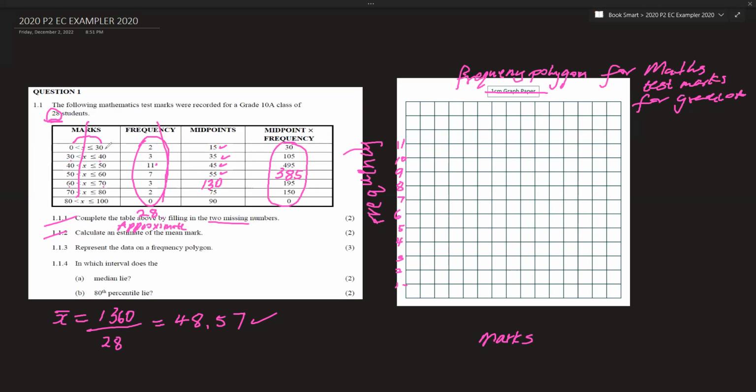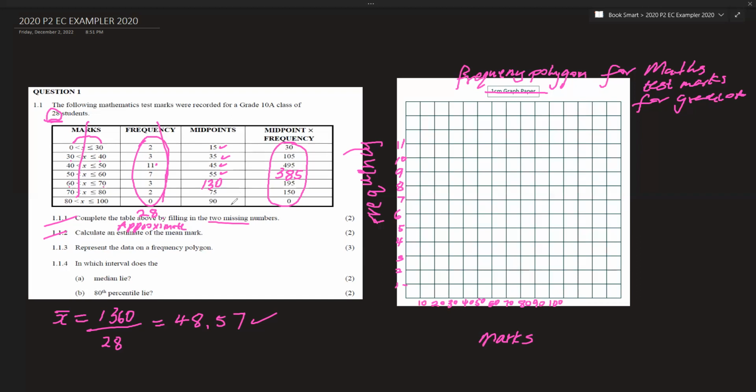Now I'm going to check the marks. So I have 0, 30, 30, 40. I can see that I can go up in tens here. So it's going to be 10, 20, 30, 40, 50, 60, 70, 80, 90, 100. Awesome. So now I can start plotting.